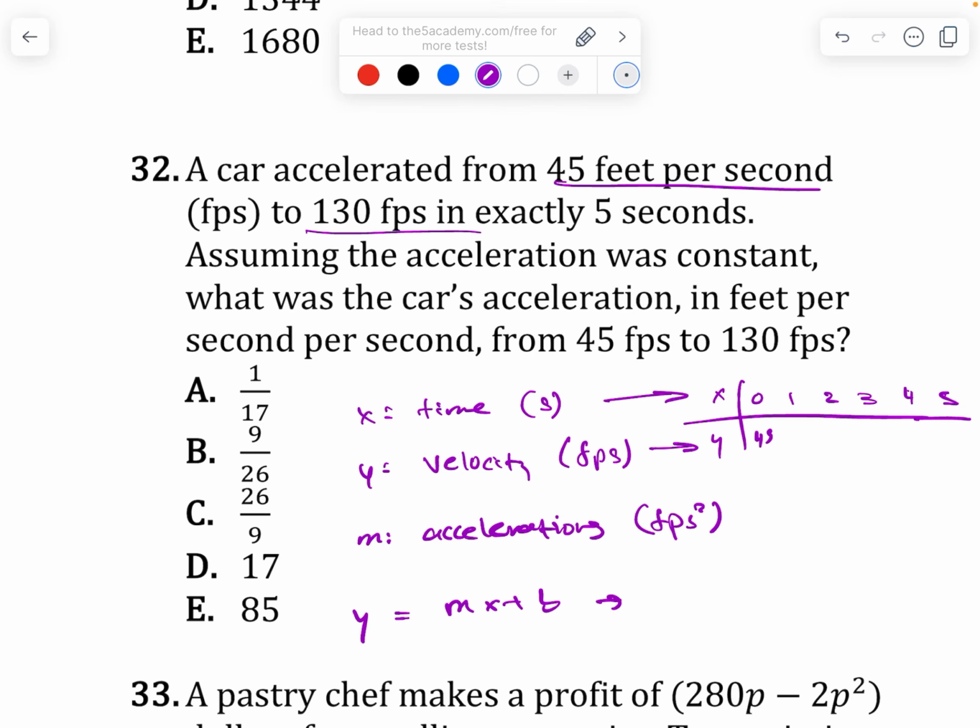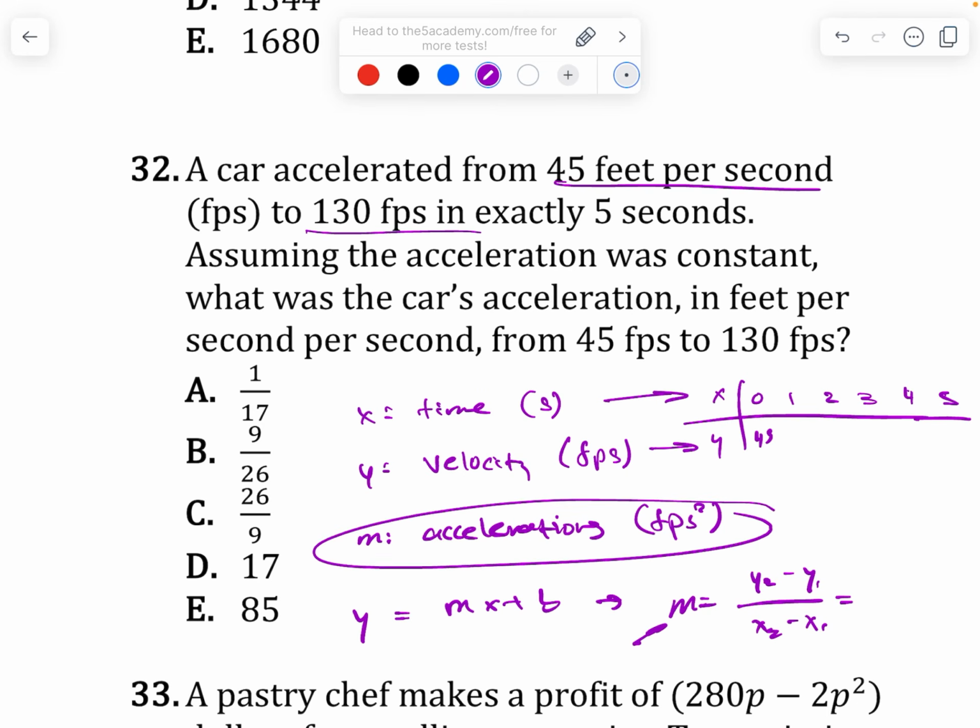Okay, so now knowing this, I can use the slope formula where, if you remember, m is equal to y2 minus y1 divided by x2 minus x1. This is going to give me m in feet per second squared. So at t equals 5, I know that I'm going 130 feet per second versus t0. And then it's going to be t equals 5 minus t equals 0. So what's 130 minus 45? That gives me 85 over 5. So I end up with the answer of 17.